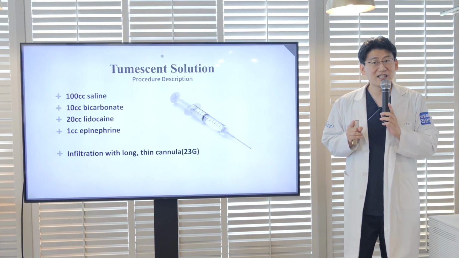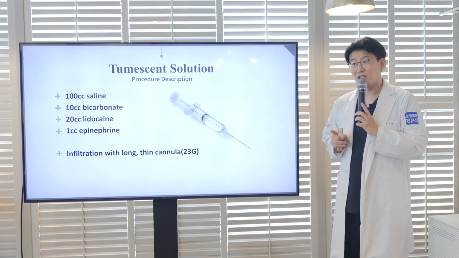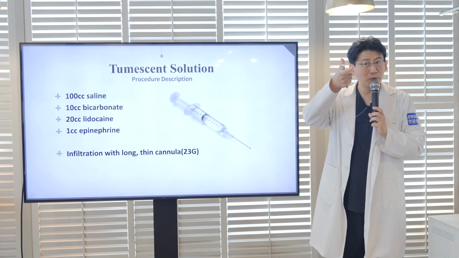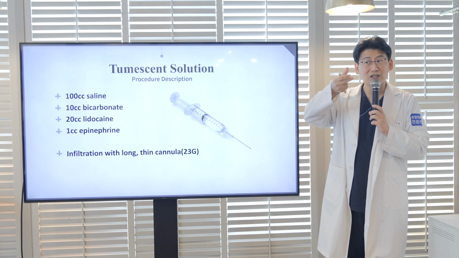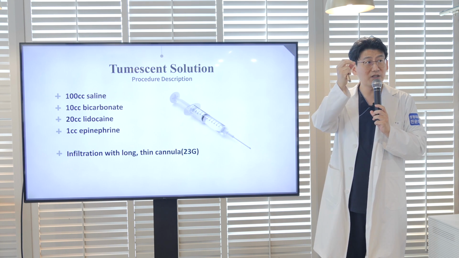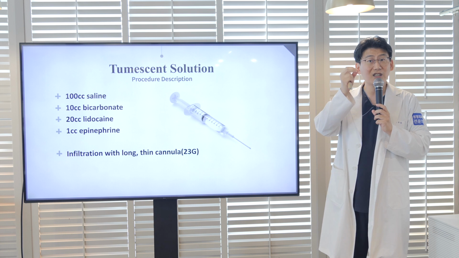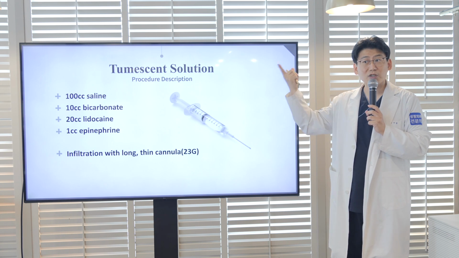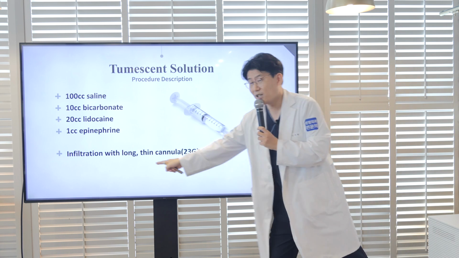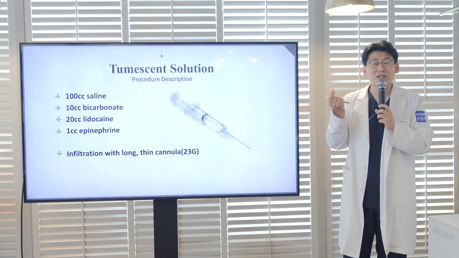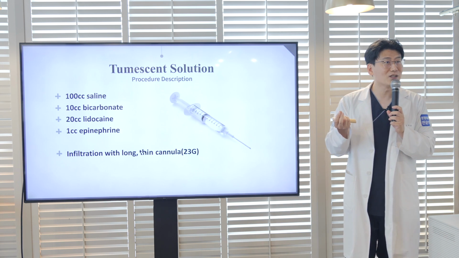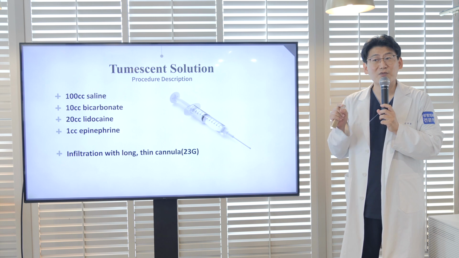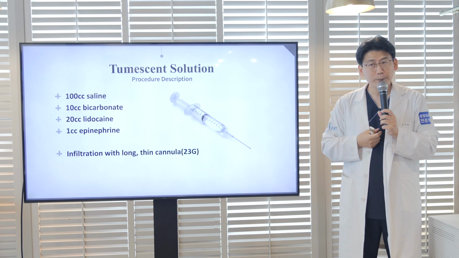I think the answer is tumescent solution. On the inserting point, you can inject lidocaine first. Make a puncture with an 18 gauge needle. You can infiltrate the tumescent solution with a cannula. A long, thin cannula, 23 gauge, 7 centimeter. It's very useful.